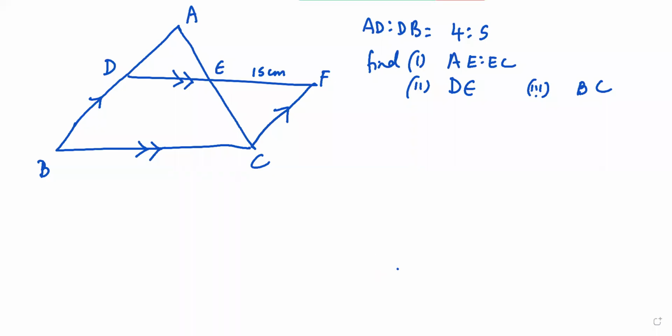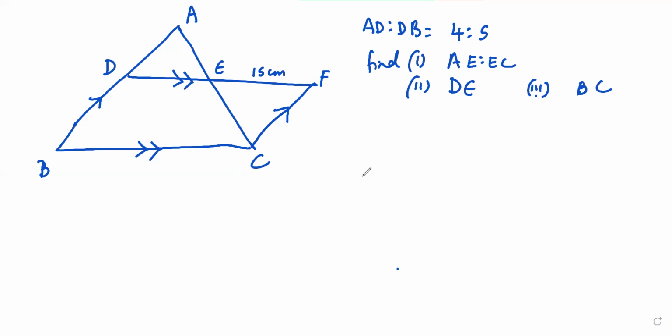Okay, the question here is you have been given this triangle ABC, and you need to find out, and this BCFD is a parallelogram, isn't it? So the other constraint is AD is to DB is 4 is to 5. EF is 15 centimeters, and that's marked out here. So we have to find the things that have been asked, that is AE is to EC, this ratio, DE and BC. So the first thing that you can do is we try to establish congruency here.